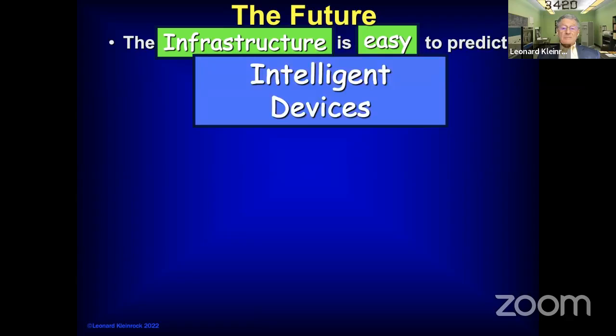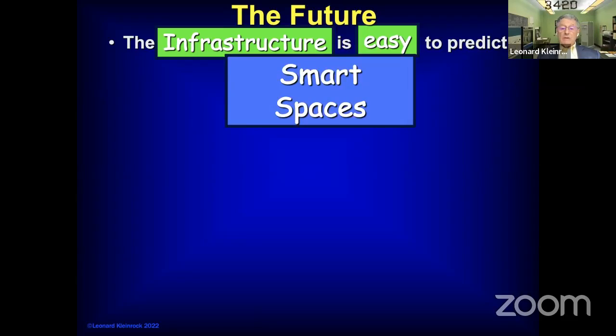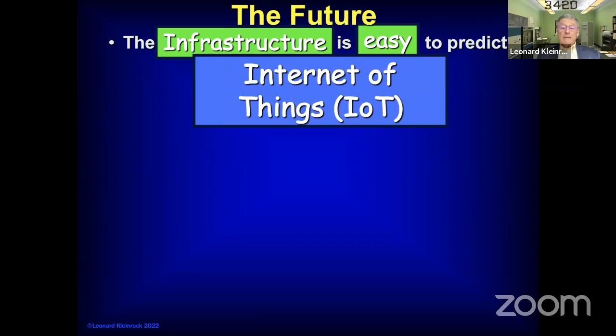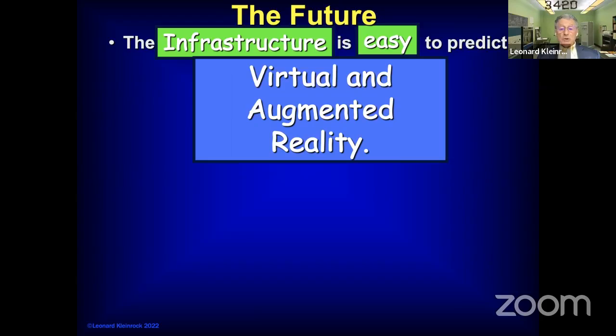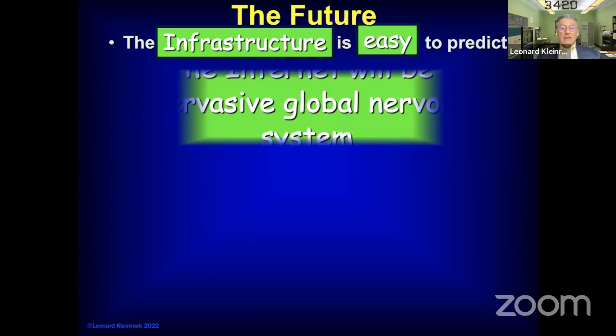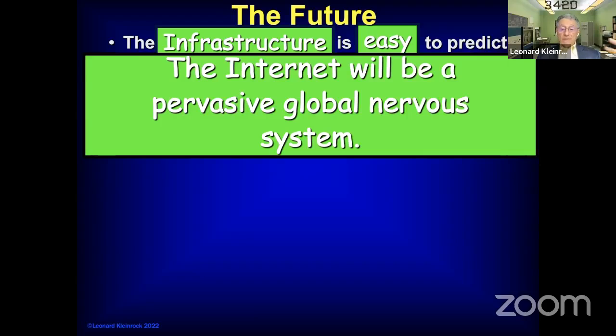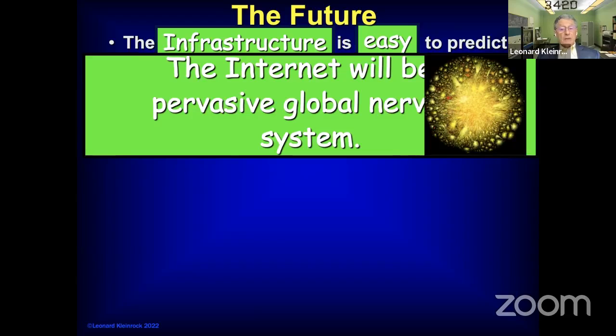Intelligent devices, smart spaces, wherever you go, it'll be intelligent. Internet of Things making this happen. And of course, virtual and augmented reality. Indeed, a way to phrase all of that is to say, the internet is going to become a pervasive global nervous system. Wherever you go, it will be invisible, it'll be there, you'll be able to interact with it, with voice, with gestures, with haptics, etc. So that's what the internet is going to look like.